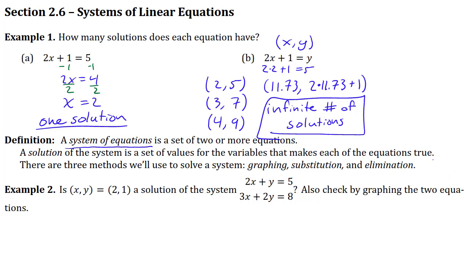Now, let's look at this example 2 here. When you have 2x plus y equals 5, we know there's an infinite number of xy points, xy ordered pairs, that would make that work. And there's also an infinite number of xy pairs that would make the second one work. But the question is, what is the xy pair that makes both of them, each of them, true? Now there's 3 methods we're going to use for solving a system. Graphing, substitution, and elimination.